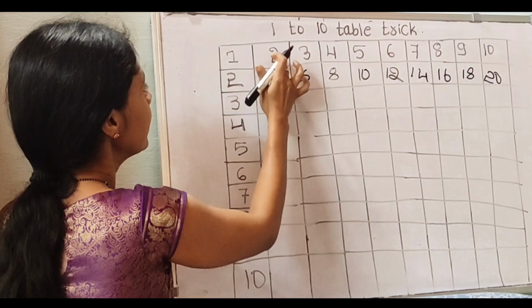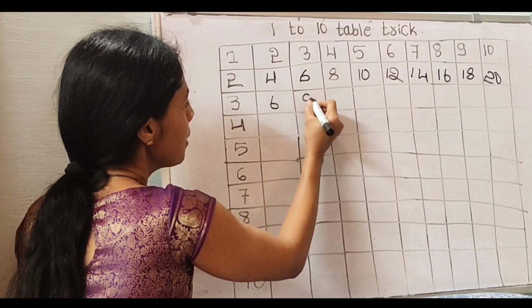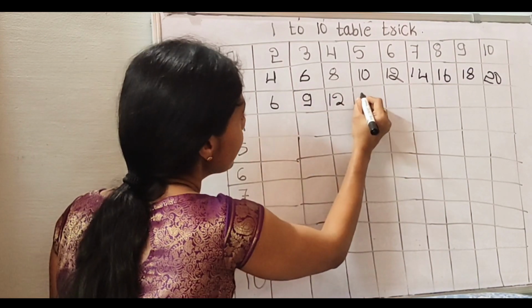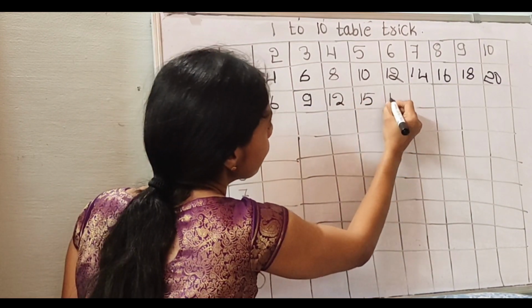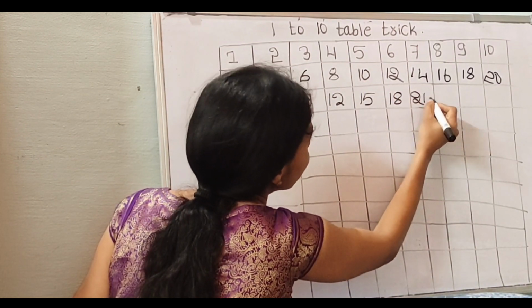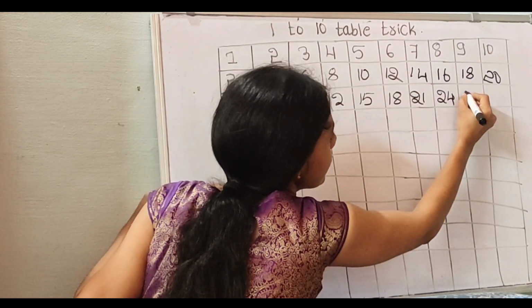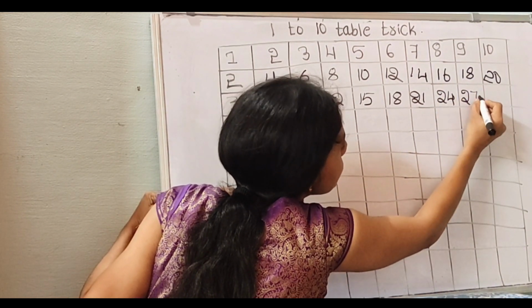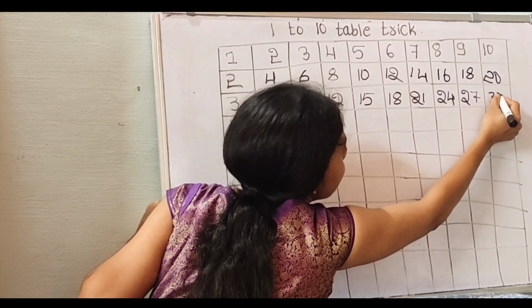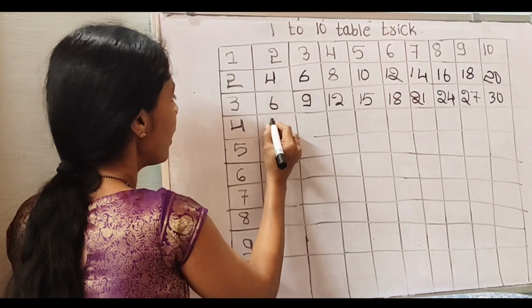Okay, 3 into 2 is what? 6. 6 plus 3 is 9. 9 plus 3 is 12. 12 plus 3 is 15. 15 plus 3 is 18. 18 plus 3 is 21. 21 plus 3 is 24. 24 plus 3 is 27. 27 plus 3 is 30. Okay.